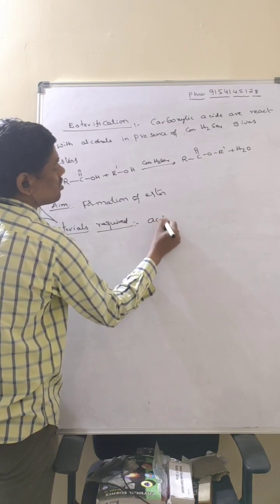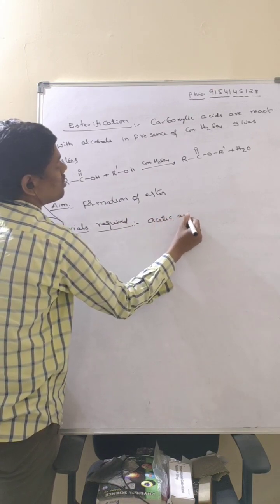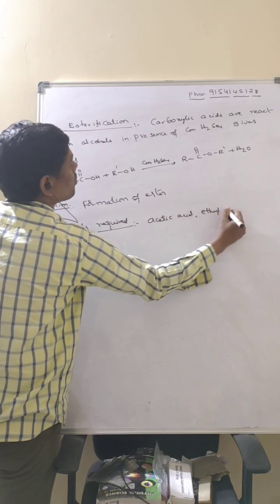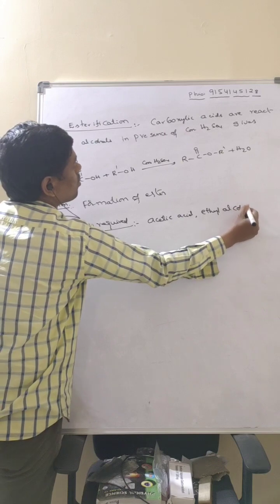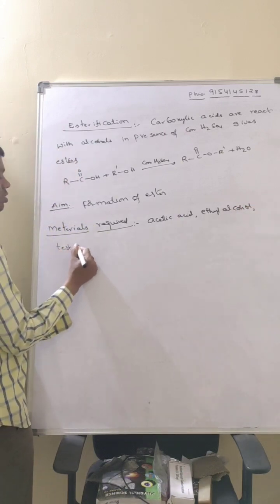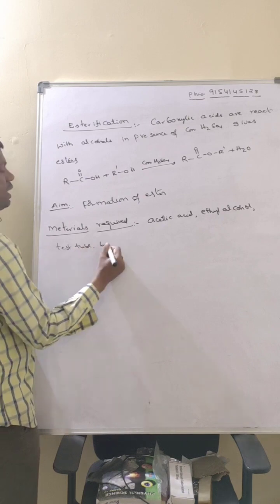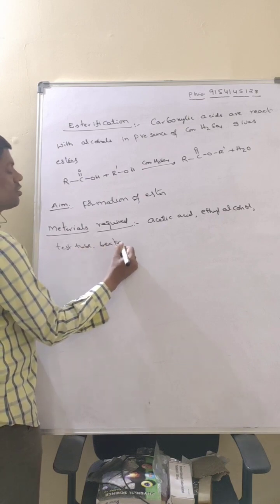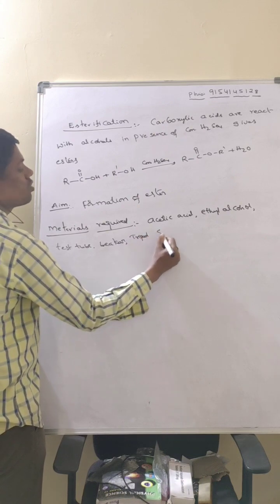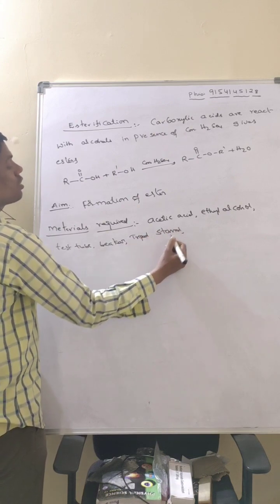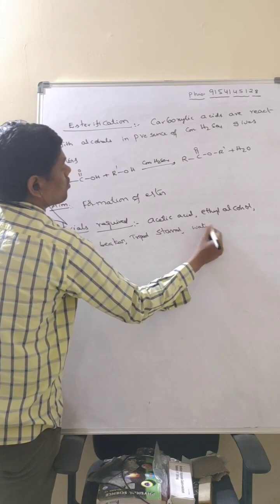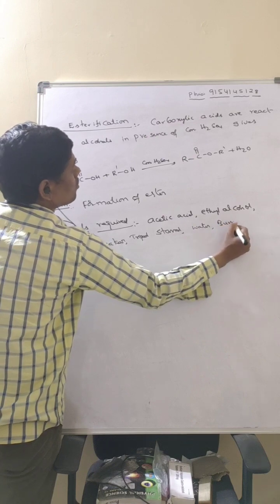Acetic acid, ethyl alcohol, test tube, beaker, tripod stand, water, Bunsen burner.